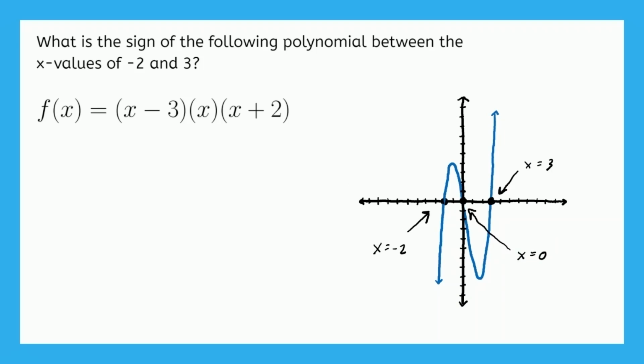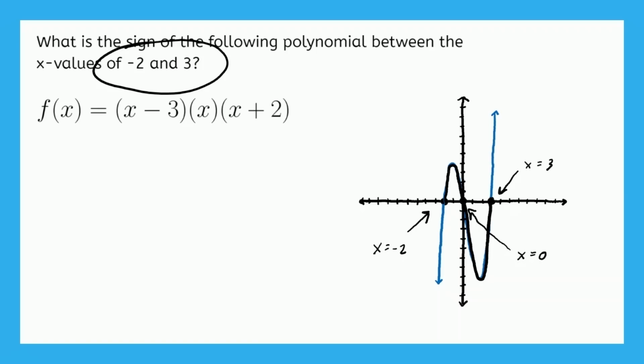So in this case, we have 3 x-intercepts, or 3 zeros, and those zeros are at x equals -2, x equals 0, and x equals 3. Now, where is the interval that they're asking about? That is, where is -2 and 3? Okay, well, -2 is right here, and 3 is right here. So let's trace that entire interval on the graph. So that entire black part is the part of the graph that they're asking about.